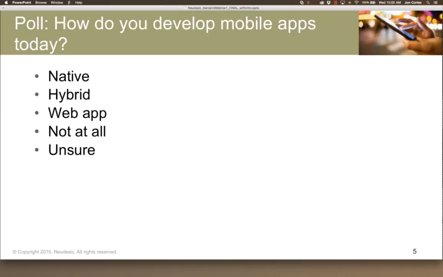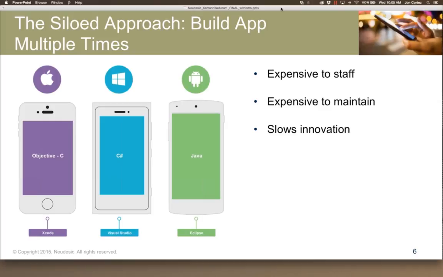All right. So it looks like most of you are doing native app development today, some web apps, some hybrid apps. So we have a full spectrum. Some of you are not doing any mobile app development at all, and some of you are unsure. That's a great response, and this can kick us off into the approaches of mobile application development. Prior to Xamarin, there were really two main approaches, which are still approaches today, as we just saw. The first is the siloed approach. This is building an application 3 separate times across your 3 platforms.